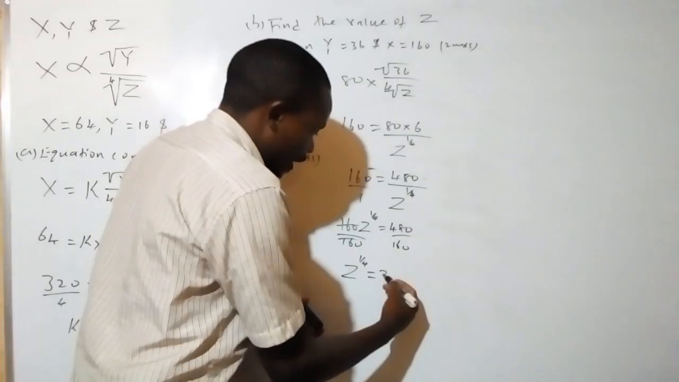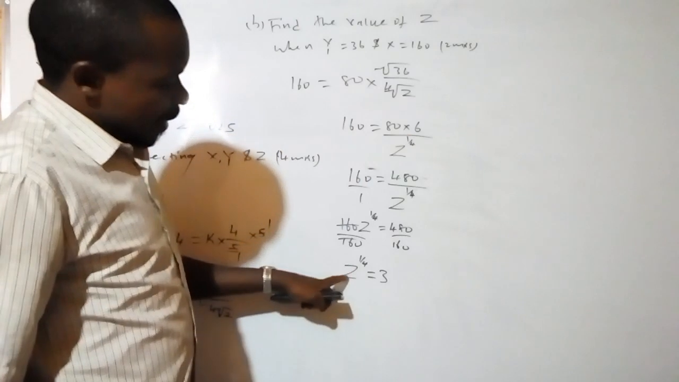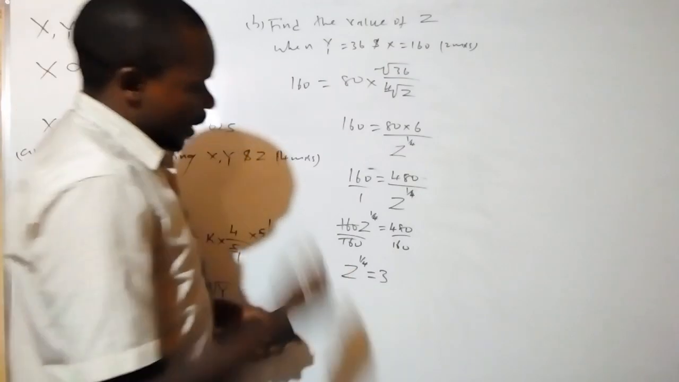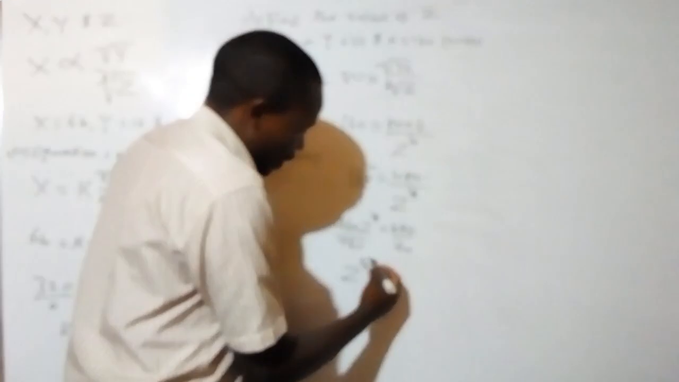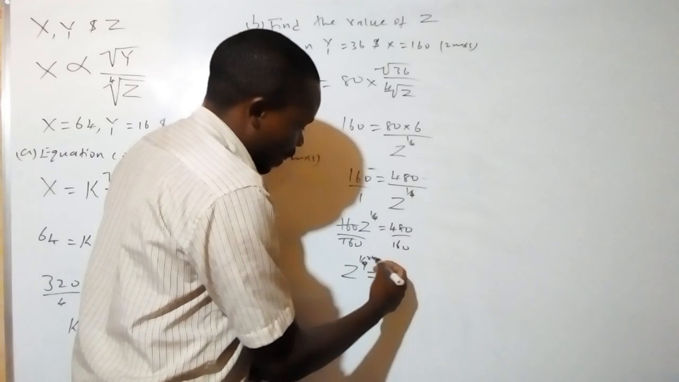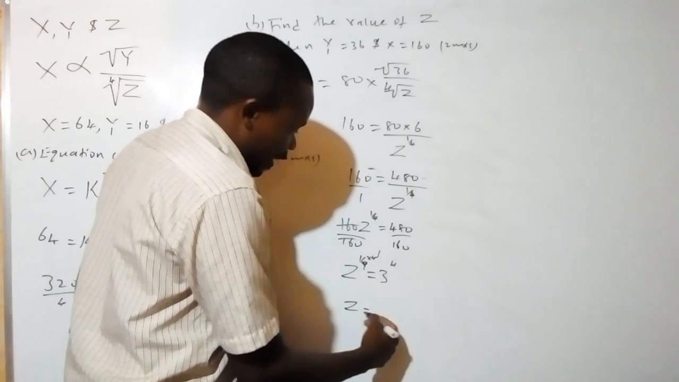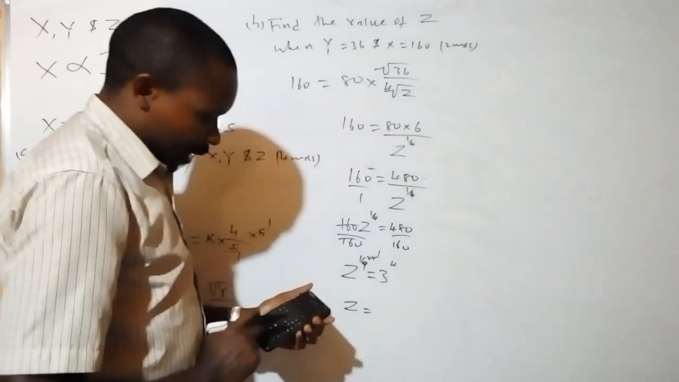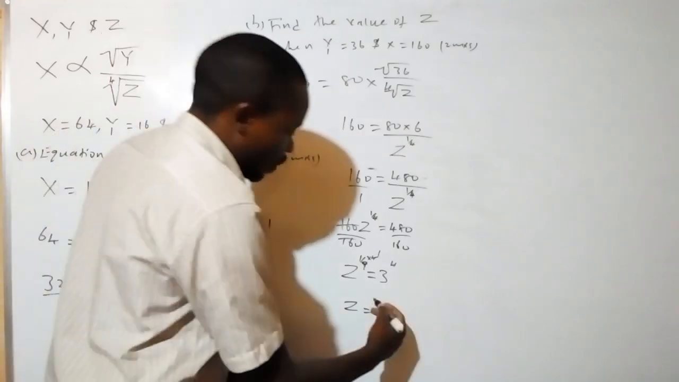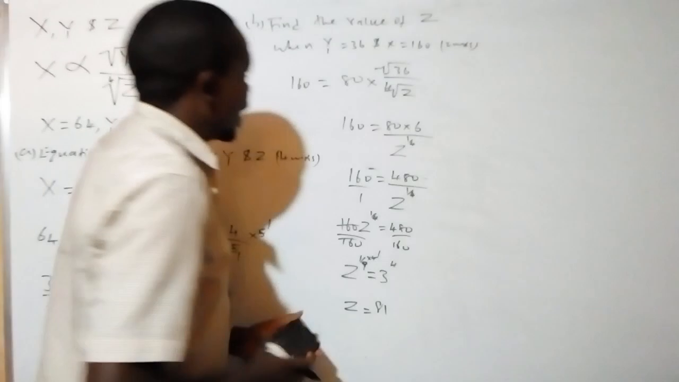To eliminate this power a quarter on this end, we are supposed to multiply by the power 4, and the other side by 4. Z is equal to 3 raised to the power 4. 3 raised to the power 4 is supposed to be 81. And that is the value of z.